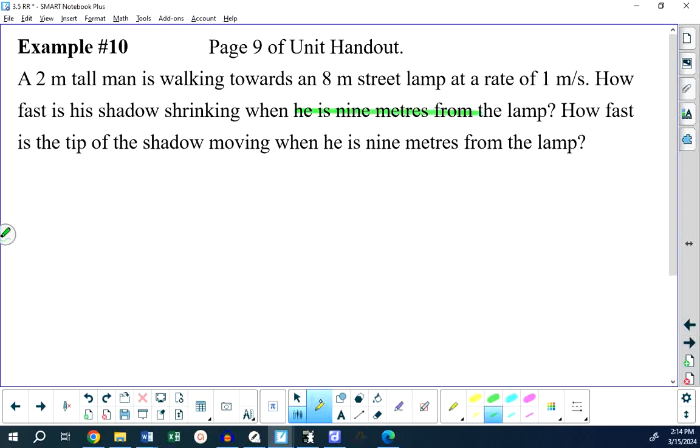And I will tell you right now, and maybe this is what makes it weird, when are you allowed to use this 9 meters? Forget about what the question is about. It's about a shadow shrinking, and we'll get to the details of that. But it says, how quickly is the tip of the shadow moving when the man is 9 meters from the lamp? When are we allowed to use that 9 meters?